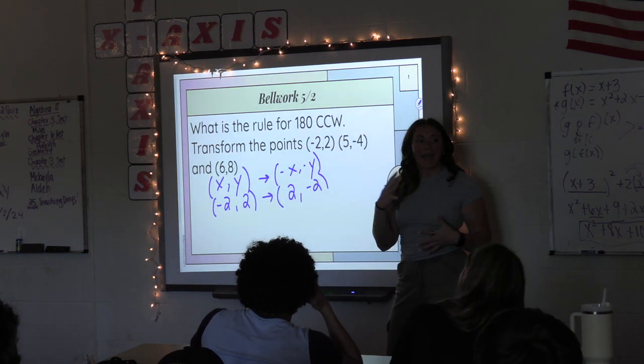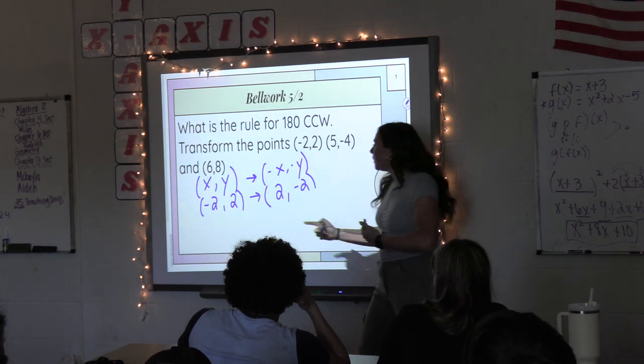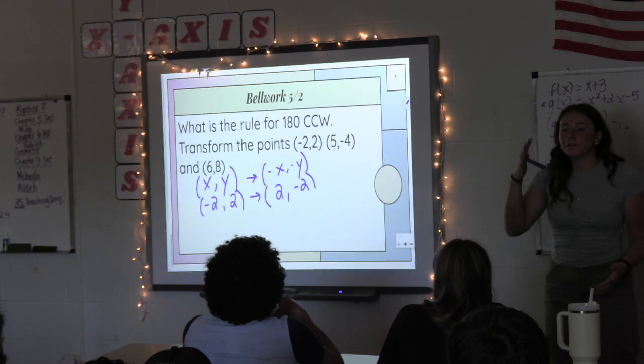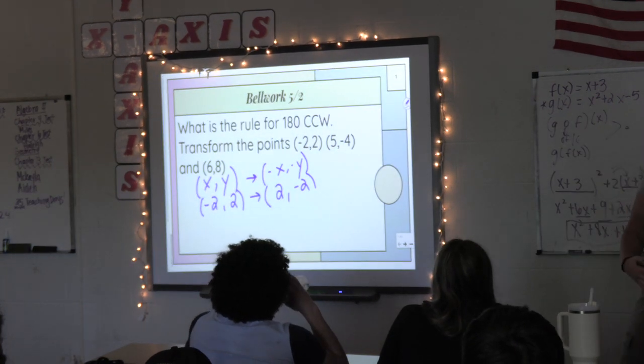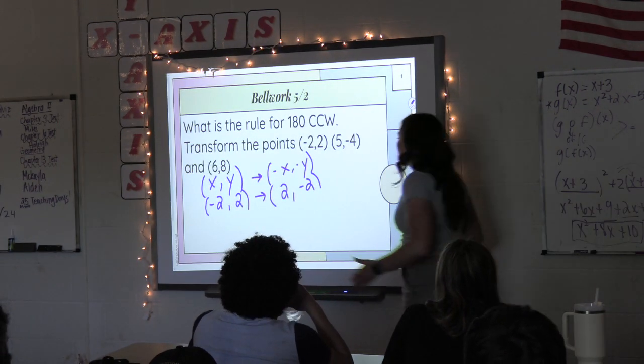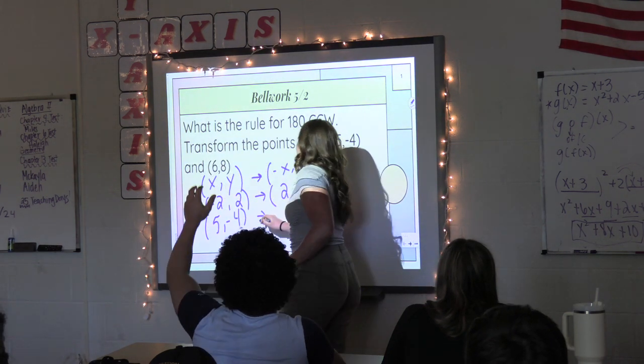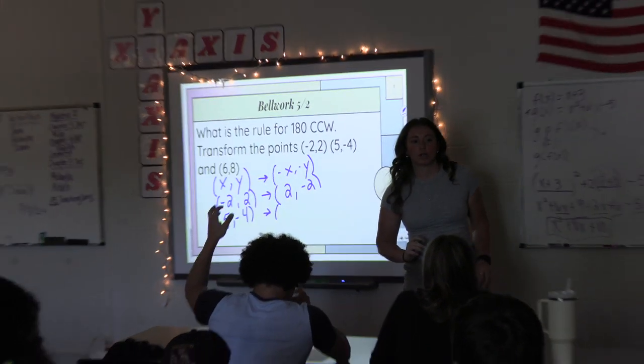Got rid of the negative sign or added a negative sign, okay? So what this really means right here is we're changing the sign, okay? So if it's negative, it's going to be positive. If it's positive, it's going to become negative. Right? Next we have (5, -4).